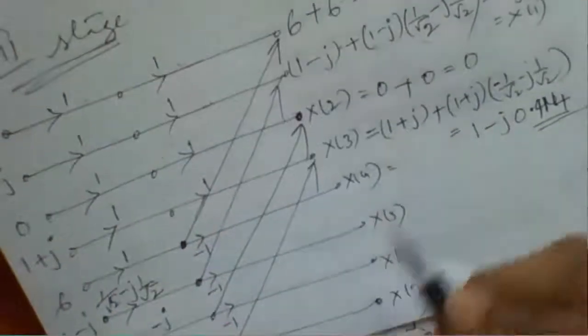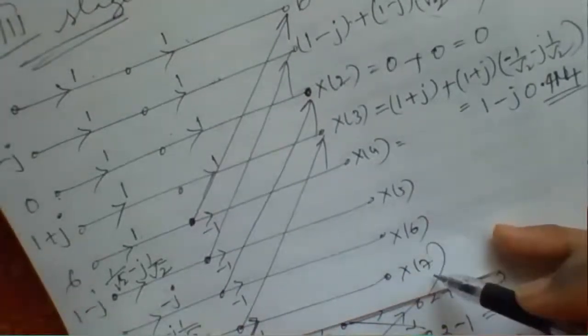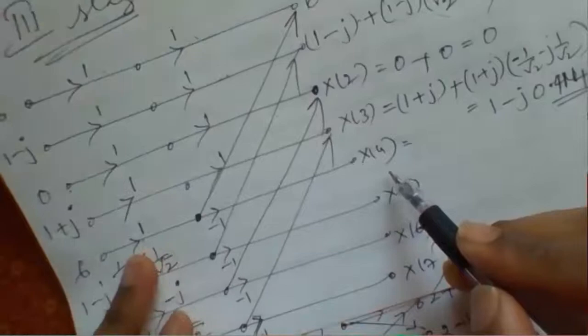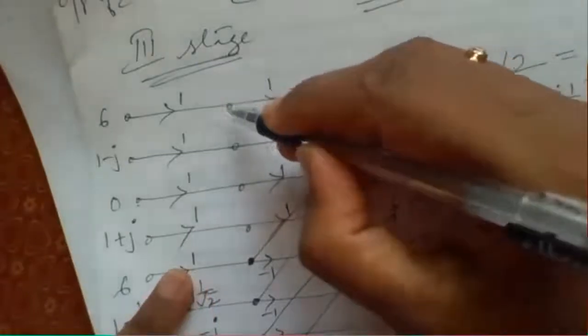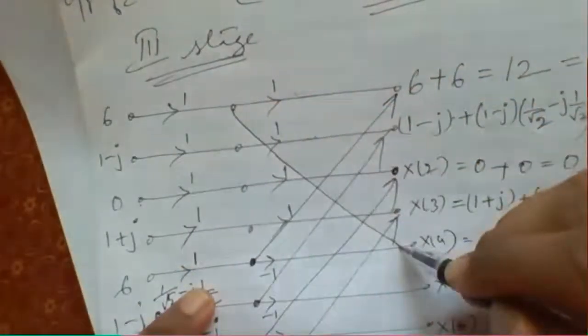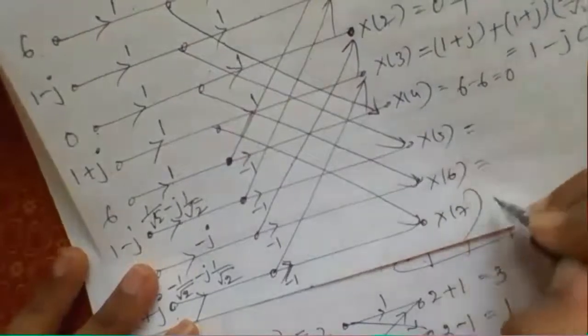So similarly you need to compute X of 4, 5, 6 and 7. Okay. So X of 4, this will be 6 minus 6. So first one joins with the fifth point. So 6 minus 6, 0. So similarly, complete the signal flow graph, go on adding the corresponding samples, and see that, okay.